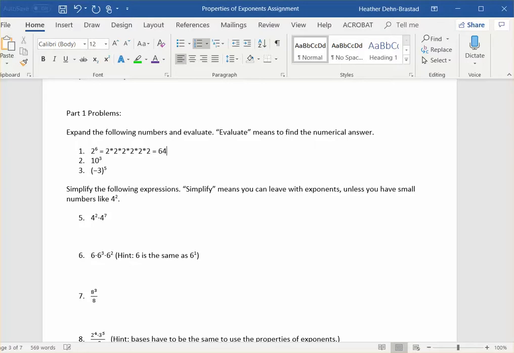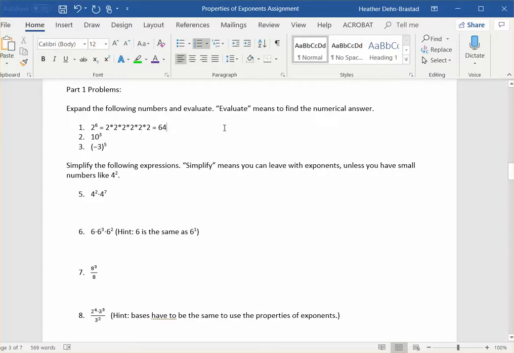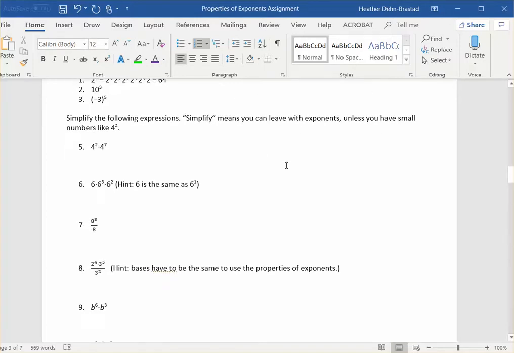Whoops, 64. So that's how you do these problems. First write in expanded form and then find the answer. All right, the next problems say to simplify the following expressions.